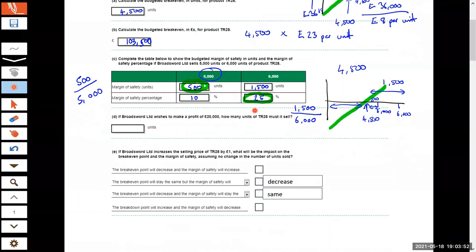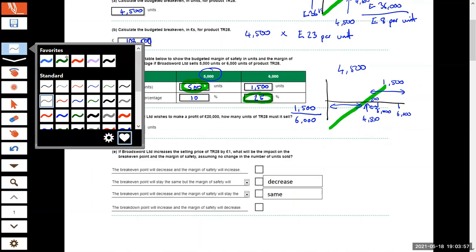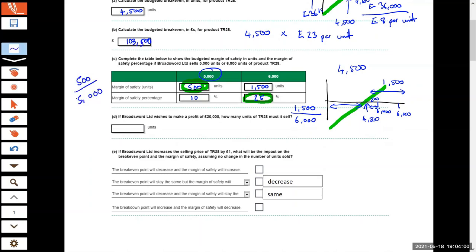So let's answer the next question. So let's say, and hopefully if you can think about it in those graphs that I was showing you at the start, Broadsword Limited wants to make a profit of 20,000. How many units of TR28 must it sell? Well, we know to break even, it's got to cover its fixed costs. So it's got to cover that first 36,000. But how far beyond that 36,000 does it go? It goes an extra 20,000.